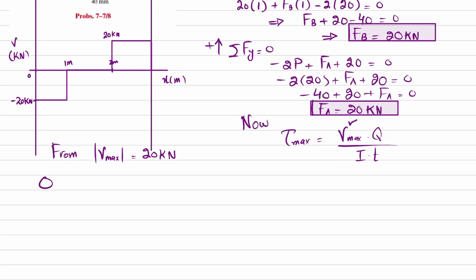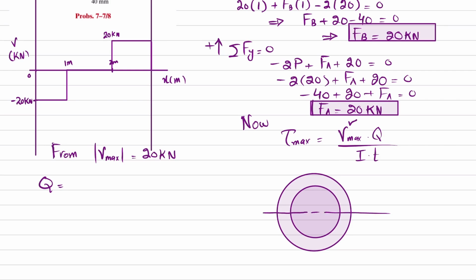We do not know Q, so we will solve for Q for the hollow pipe. Let's assume this is the hollow pipe. You have to draw it appropriately so that it looks like one. So let's assume that this is the center line.